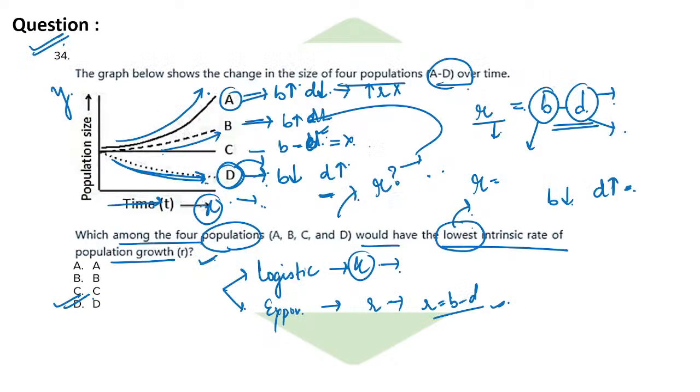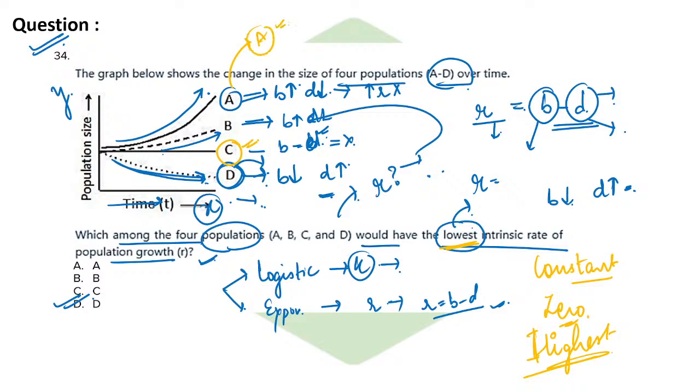They could have asked which of the following has no intrinsic rate, that is, in which of them you see a constant rate. Over here they have asked about the lowest. They could have also asked about the constant rate, so constant would have been option C. They could have asked about zero intrinsic rate, which would also have been C. They could have asked about the highest intrinsic rate, then A would have been the correct answer.